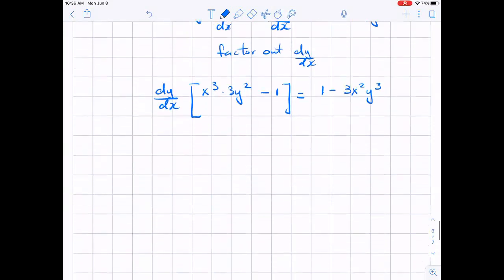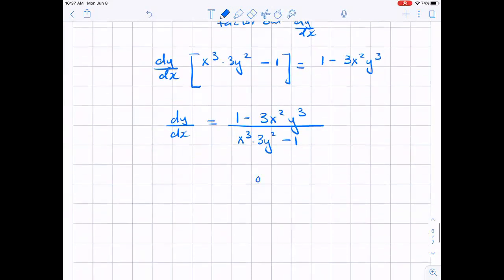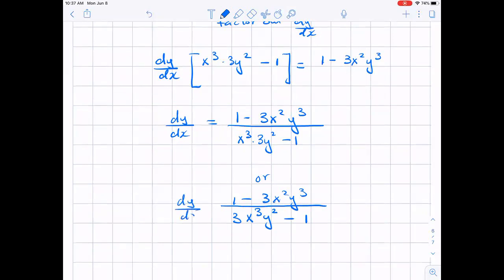And if we now isolate dy/dx, or solve, dy/dx is equal to 1 minus 3x squared y cubed divided by x cubed times 3y squared minus 1. Or another way of writing it, you could say 1 minus 3x squared y cubed divided by 3x cubed y squared minus 1. Because these are all products, the order doesn't matter. And this is your dy/dx.